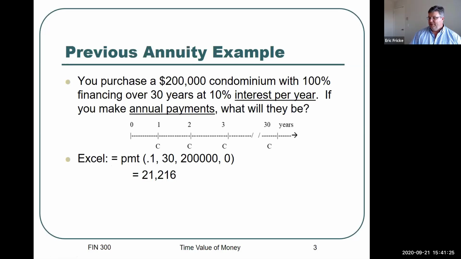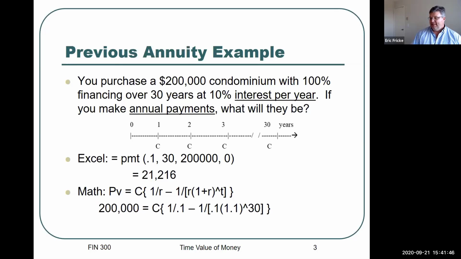And I think we got 21,216. Again, we've already done this example. This is not new. I'm just reviewing this before we start changing some of the things in the question. We also can do the math, and this is what the math formula looks like. There are a couple more keystrokes, but you should get exactly the same answer. In this case, you solve for C, and you get 21,216 as well. So you need to do a little algebra on that one, solving for the variable C. Okay, so that's all old news.